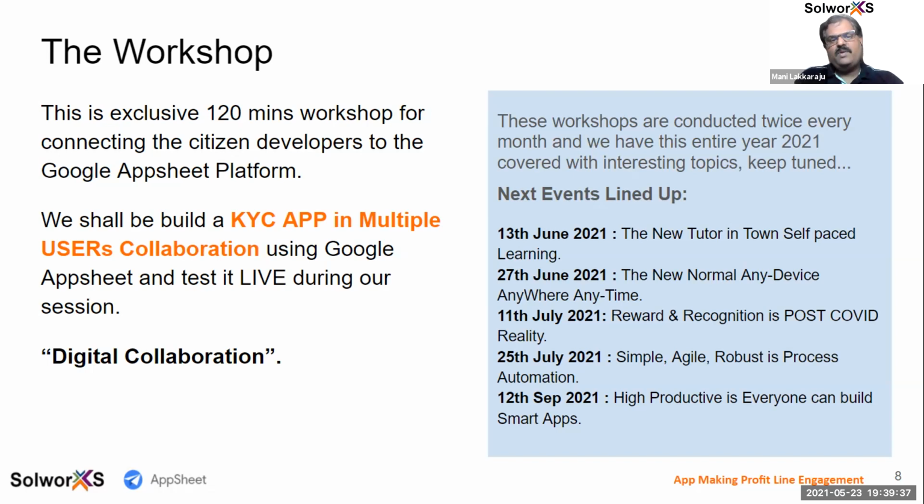Today, we will be working on something called a KYC app, a know your customer kind of app. And today we are doing this with multiple users. Myself and my colleague, Mr. Streaker, will work together on the app at the same time, live. I'll start the app, I'll start the process, and then I'll hand it over to Streaker. Streaker will take over the process, make some changes, and then I'll take it back and continue. This is exactly the digital collaboration that we are seeing right now.